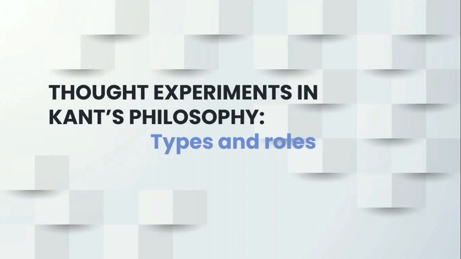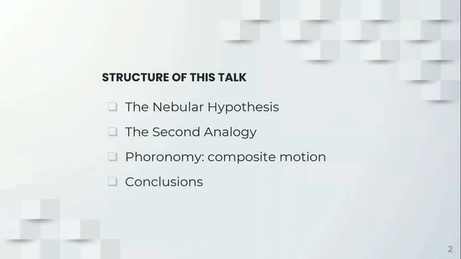We could also mention some popular or paradigmatic examples, such as Galileo's on falling bodies or Einstein's train and lightning. In this talk, then, I will present an exposition of 3 thought experiments coming from different works and stages of Kant's philosophical and scientific development, together with the arguments and textual evidence to support the claim that they can be so considered. The 3 cases are the Nebular Hypothesis, the second analogy, and the composition of motion in Phoronomy. Far from being an exhaustive exposition, this talk constitutes just a first assessment of the types and roles of thought experiments in Kant's work.